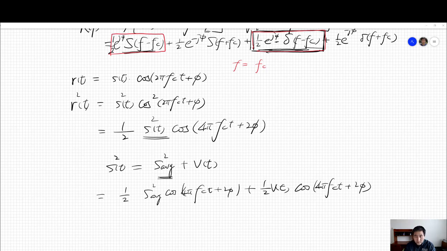Oh, we have a plus 1 term here. Sorry about that. We got a plus 1 term here, so there are another two terms here. We have half of S average squared plus half of V(t).